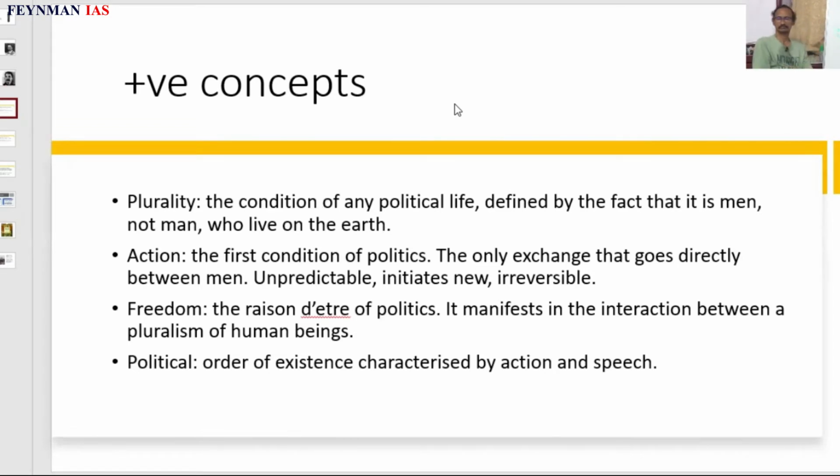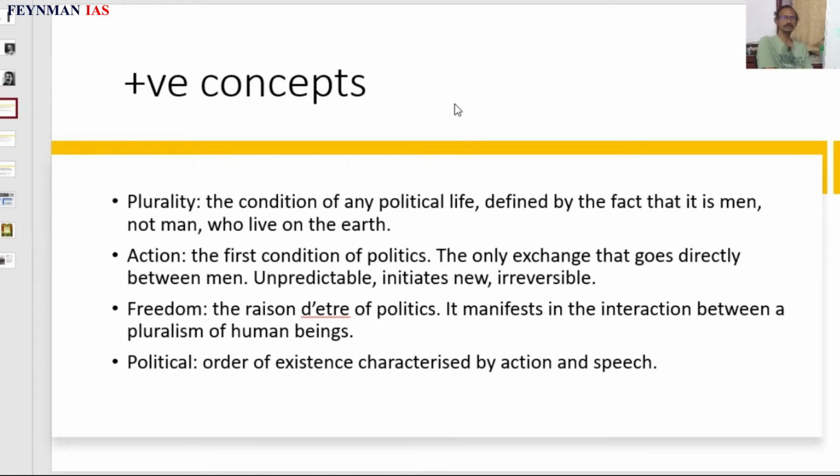So for action to be possible, there has to be plurality, space among the people. And freedom is the raison d'etre of politics. It manifests in the interaction between a plurality of human beings. And the political is an order of existence characterized by action and speech.